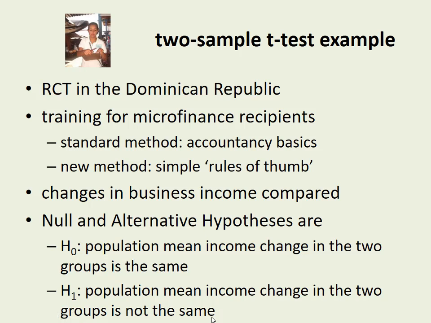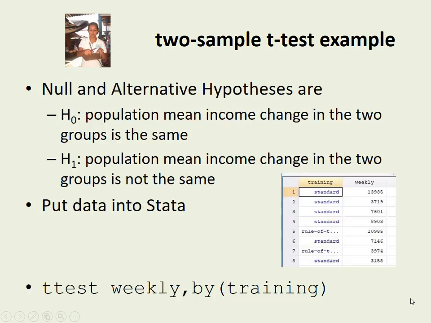We're not trying to show that necessarily the simple rules of thumb are better. We're trying to show that it's a difference. So it could be that the standard accounting way is better, or that the rules of thumb one is better. We're just trying to find out if they're not the same. So it's two-sided. So that's written out like this, neatly.